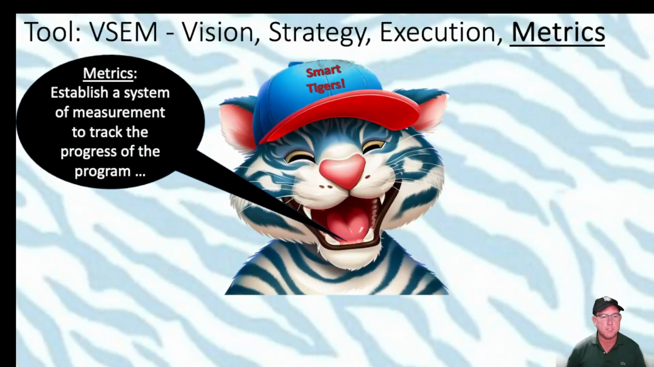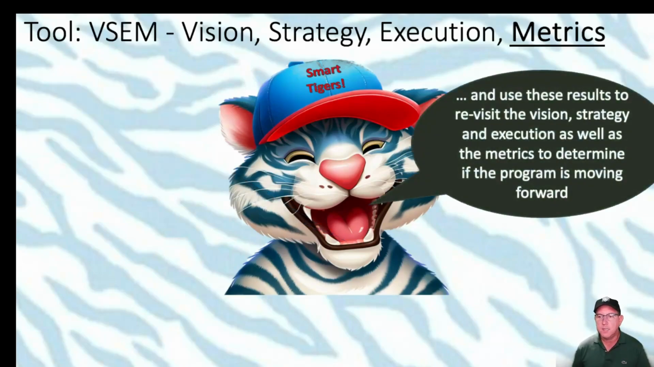All right, let's get down to metrics. Everyone's heard the thing, if you're not measuring it, you're probably not doing it. So metrics establish a system of measurement to track the progress of your program. Right? And it's very important when you see the results of your metrics. It's really to also drive the idea that you might need to revisit your vision, might need to revisit your strategy, and you might need to revisit your execution, because you could be measuring the wrong thing.